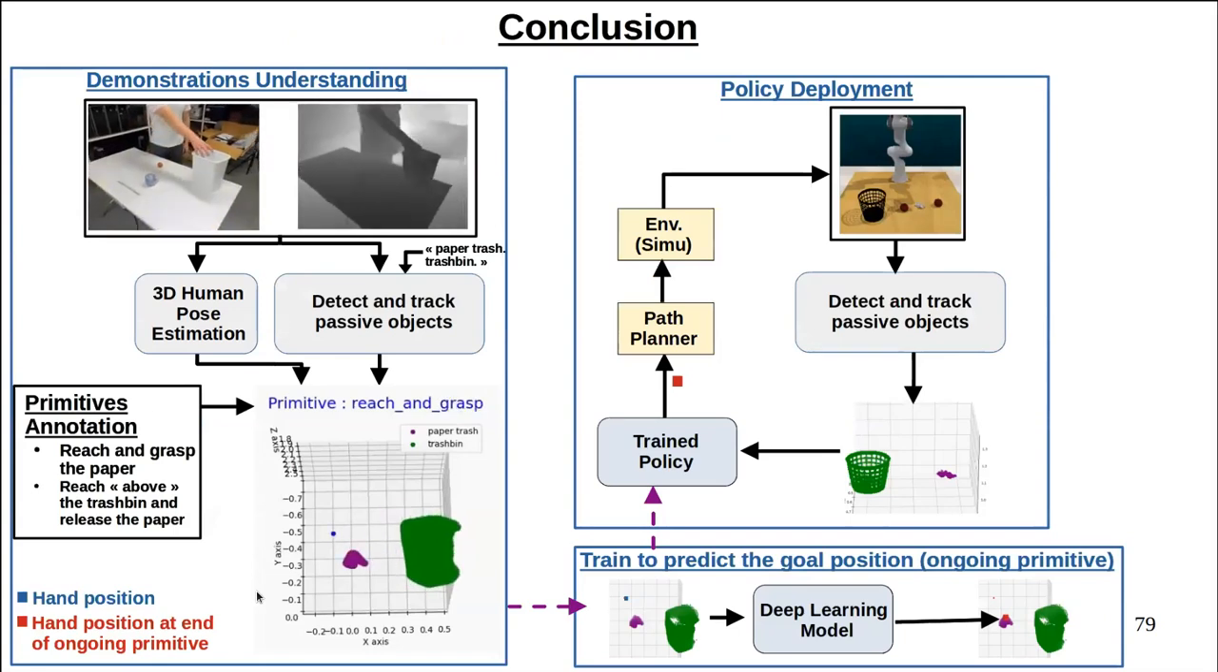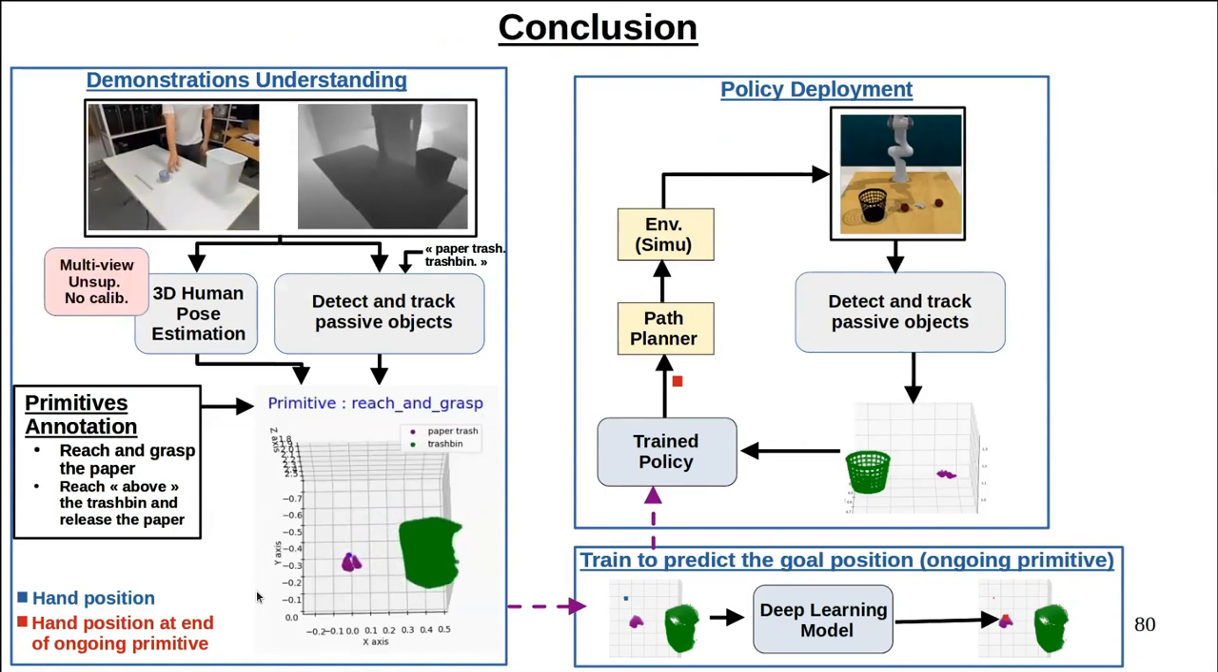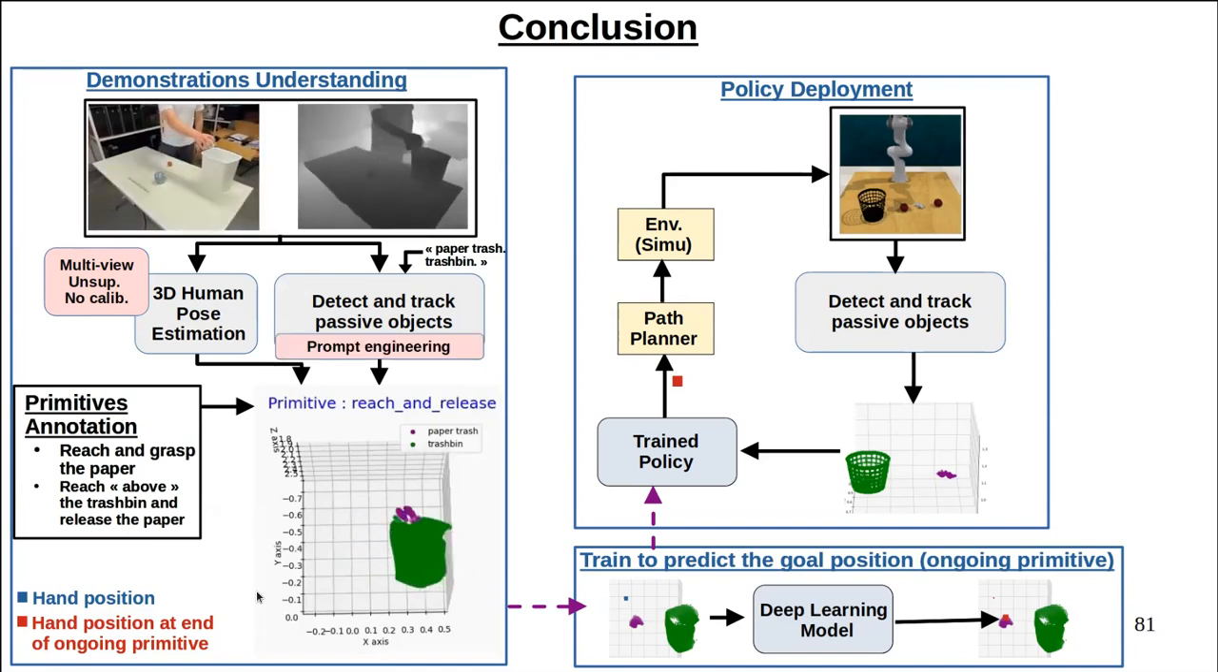So as a conclusion, we have a pipeline here that we developed, where first, we propose some multi-view unsupervised solutions that can be trained without calibrating the cameras. We didn't use these particular algorithms in this pipeline, but I will explain it in the perspective later. Then we investigated some prompt engineering strategies to improve the detection and tracking of the passive object in the scene.